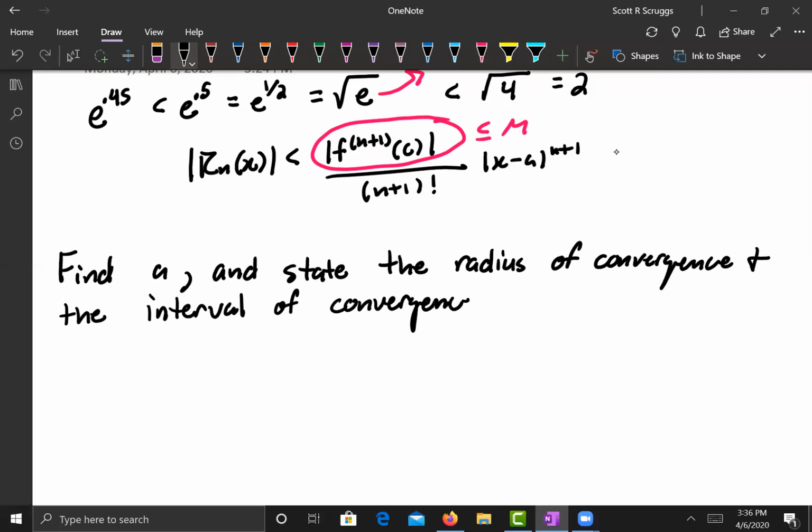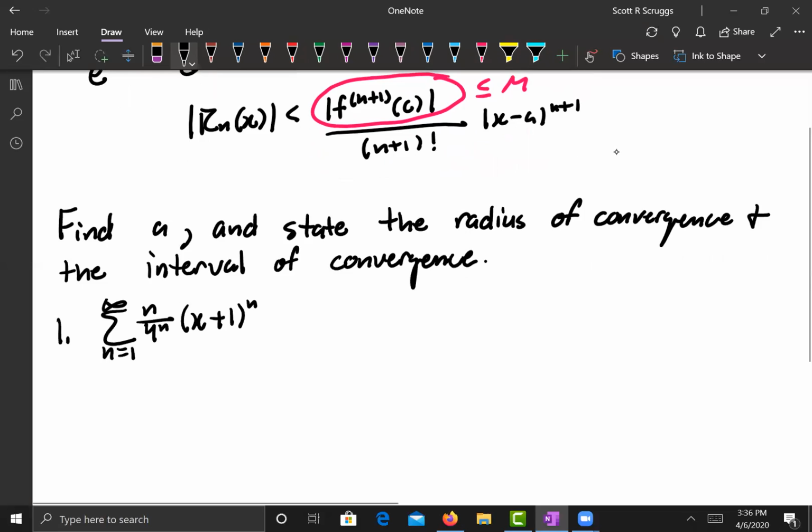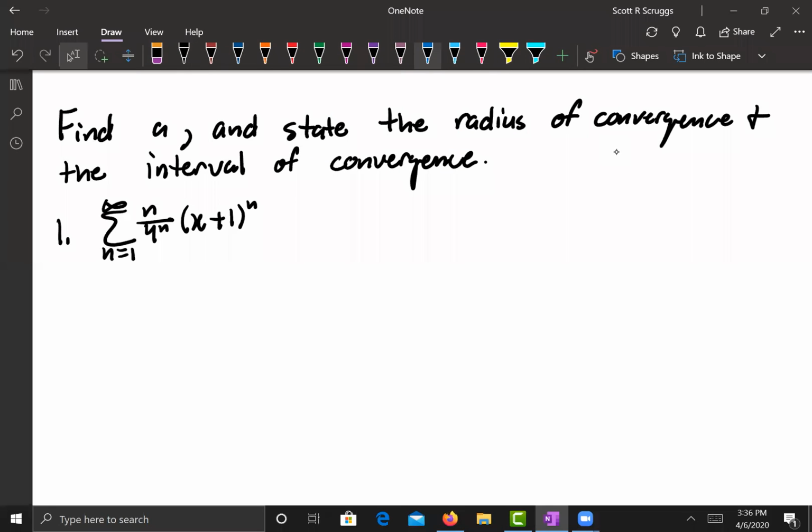And let's warm up with this bad boy. The sum from n equals 1 to infinity of n to the 4n power times x plus 1 to the nth power. Here's going to be a warm-up for the day.